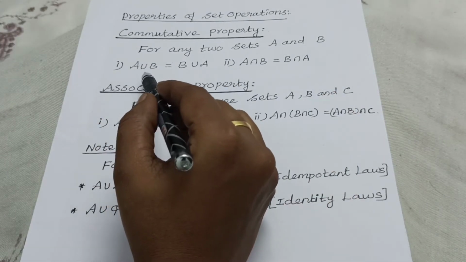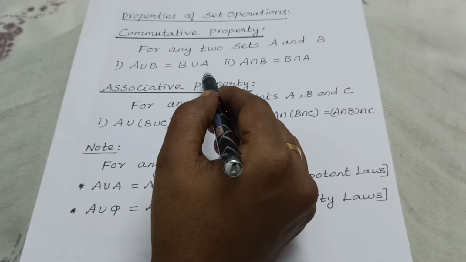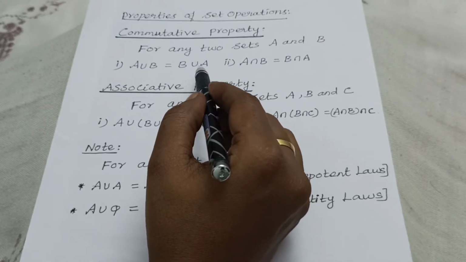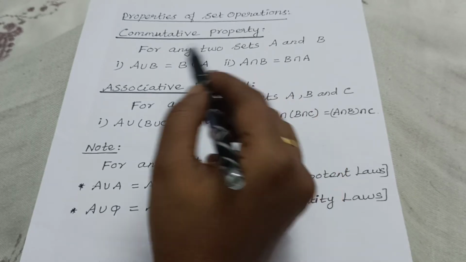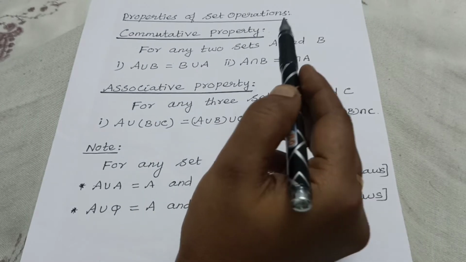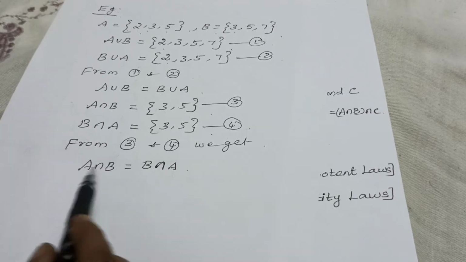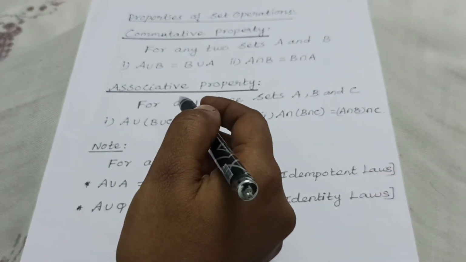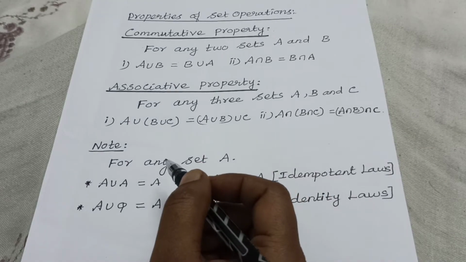So we got the properties for any two sets A and B. First one, A union B is equal to B union A. This is the commutative property of union. Union is commutative. Then this one, intersection is commutative. Are we clear? Then next one, associative property. Associative property is also like this only.